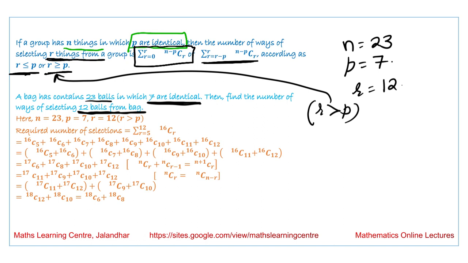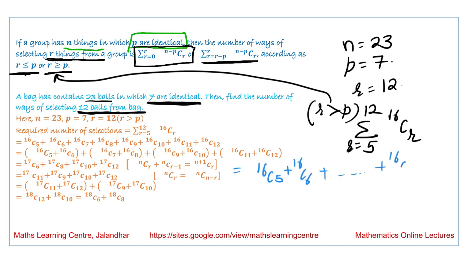So the answer we will have is the sum for r from r minus p, that is 5, up to r, that is 12, and the value over here is n minus p C r, that is 16C r. We will get the answer as 16C5 plus 16C6 plus so on up to 16C12. We know that nCr plus nC(r minus 1) is equal to (n plus 1)Cr.